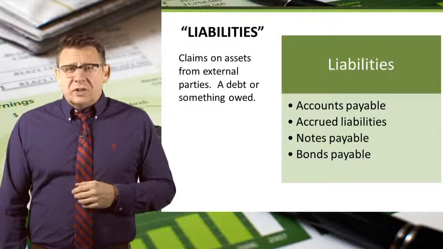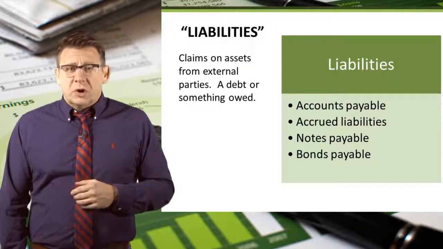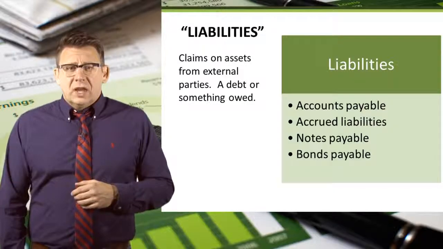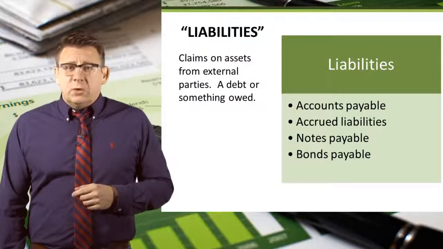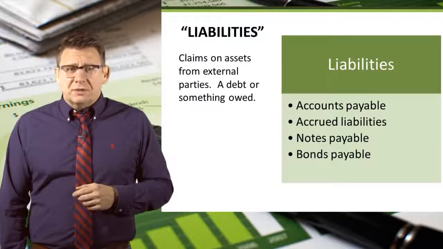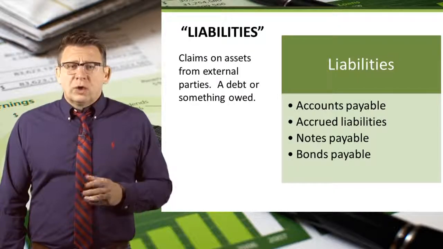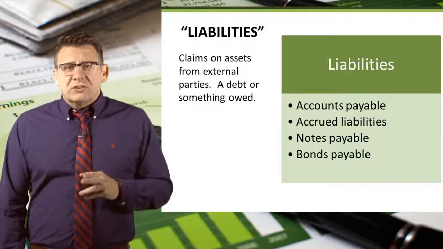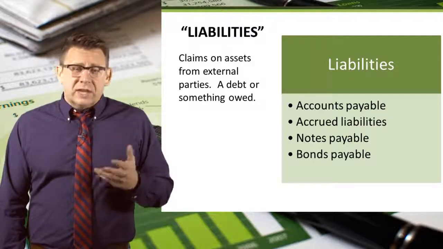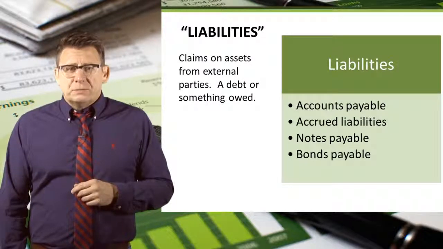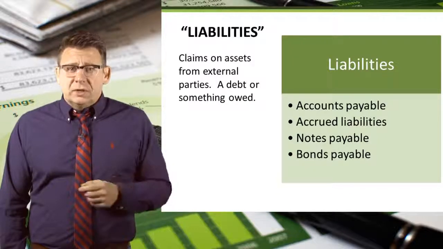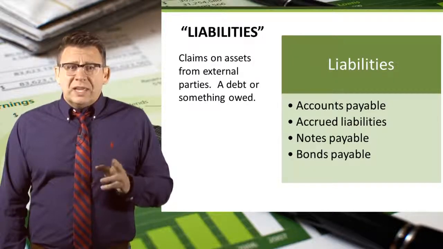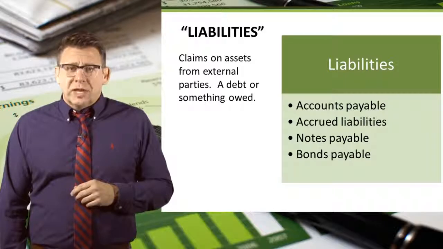Liabilities are claims on our assets from external parties like creditors. Accounts payable is for money that we owe to our vendors or suppliers. Accrued liabilities, sometimes called accrued expenses, are amounts that we owe for our bills related to our operations. For example, utility bills received but not yet paid is a type of accrued liability.